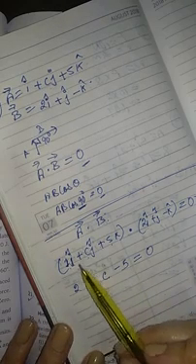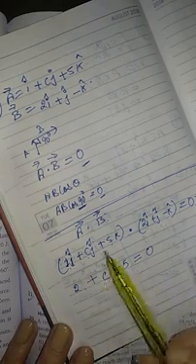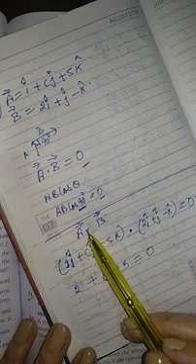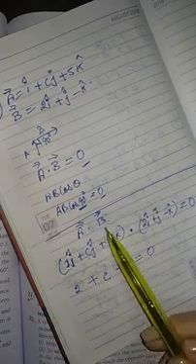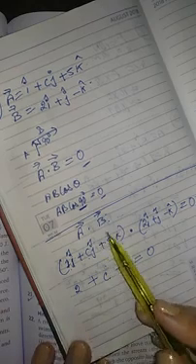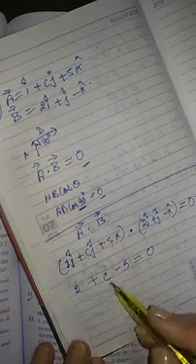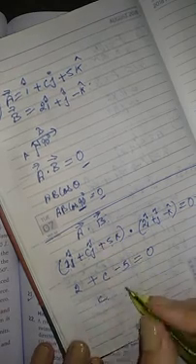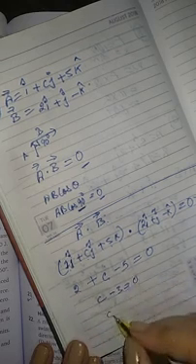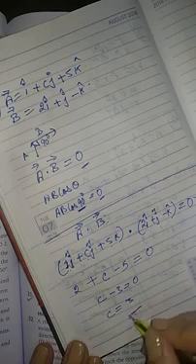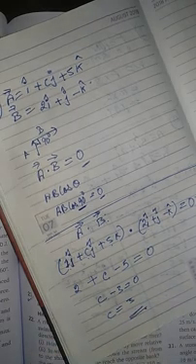Now why am I not writing ijk? Because a dot b, the dot product, is a scalar. When it is a scalar, we do the dot product. When it is a vector, we do a cross product. So this will be c minus 5 plus 2, which is minus 3, is equal to 0, or c is equal to 3. So c is equal to 3, that is the answer.